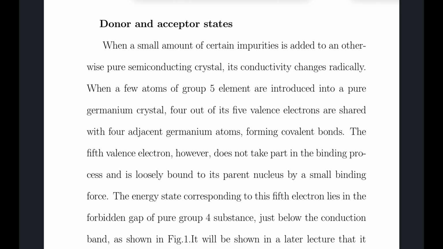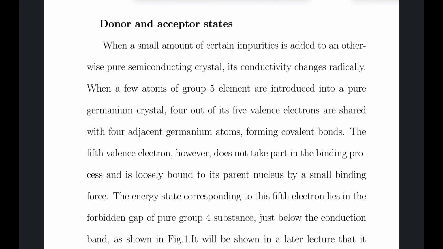So when a few atoms of a group 5 element, such as phosphorus, are introduced into a pure germanium crystal, 4 out of its 5 valence electrons are shared with 4 adjacent germanium atoms, forming covalent bonds. This we have seen earlier. Okay?